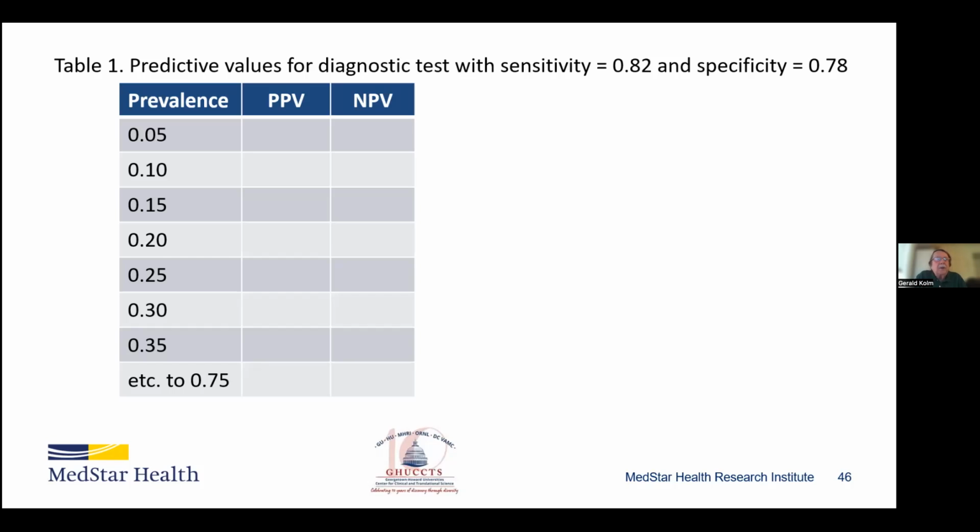And then obviously what this is going to require you to do is to loop over several prevalences, or a number of prevalences, from 5% to 75% and come up with, print out a table that looks like this. So I'll stop there.